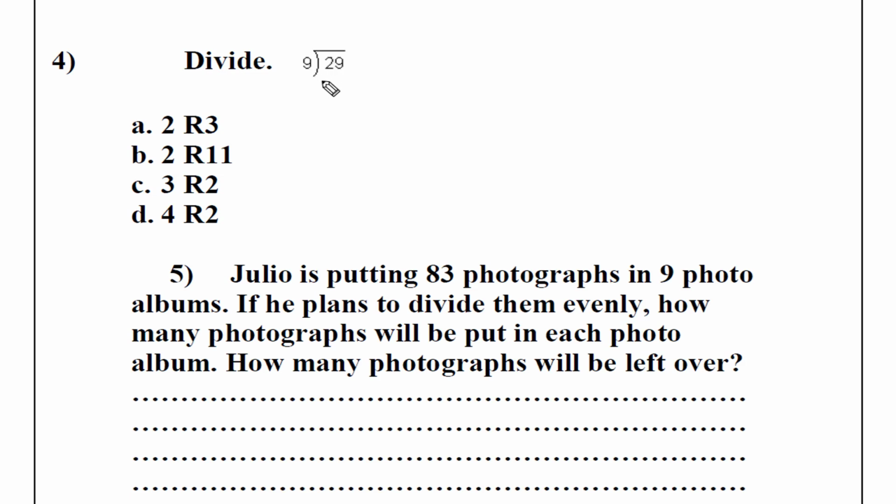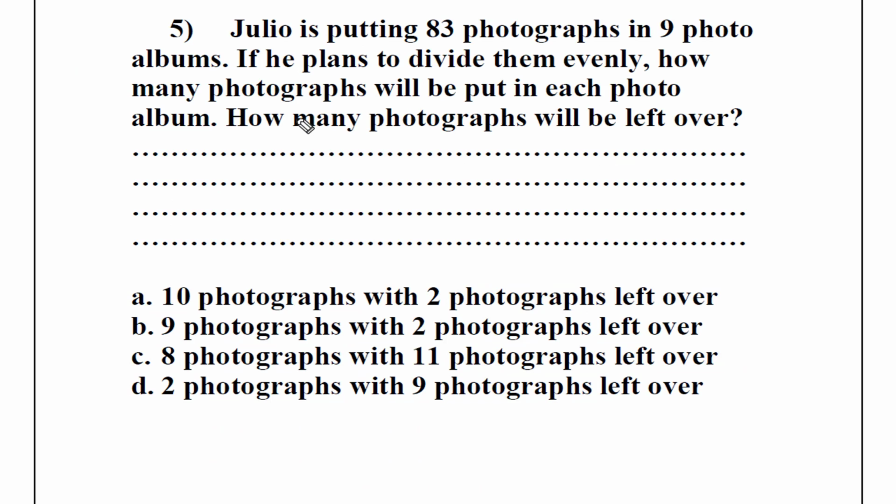Question number 4. 29 divided by 9. What number times 9 will give you a number close to 29? This number is 3. We write 3. 3 times 9, it will be 27. Write a line. Then we subtract 29 minus 27, it will be 2. So the quotient will be 3 with the remainder 2. 3 with the remainder 2, the answer is C.